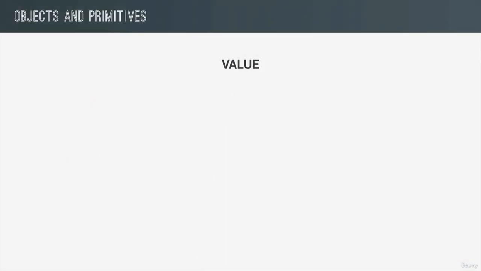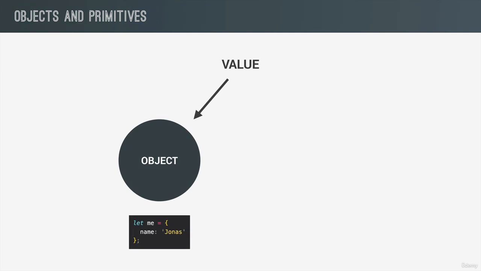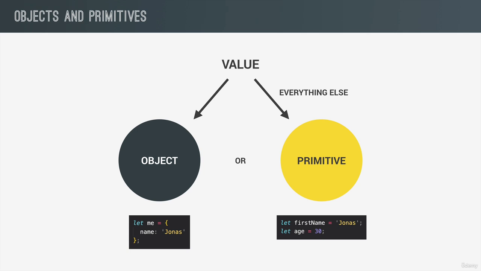And first of all, in JavaScript, every value is either an object, which looks something like this, or a primitive value. So a value is only a primitive when it's not an object. And we will learn all about objects later, but for now, let's really focus on primitive data types. So there are 7 primitive data types: number, string, Boolean, undefined, null, symbol, and BigInt. So let's look at them one by one.